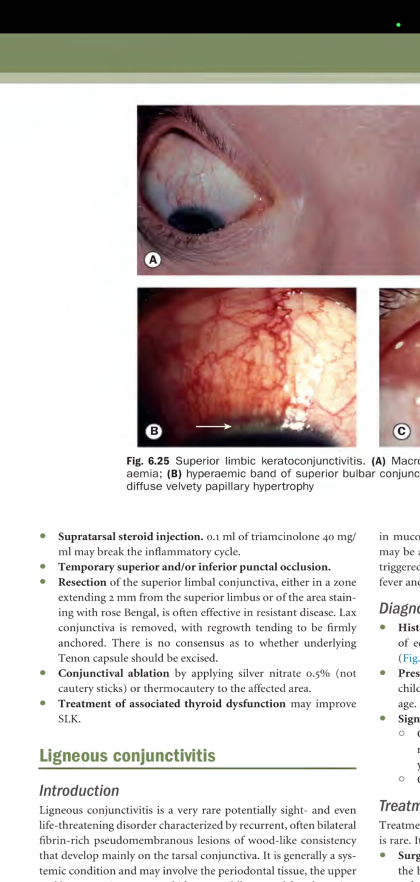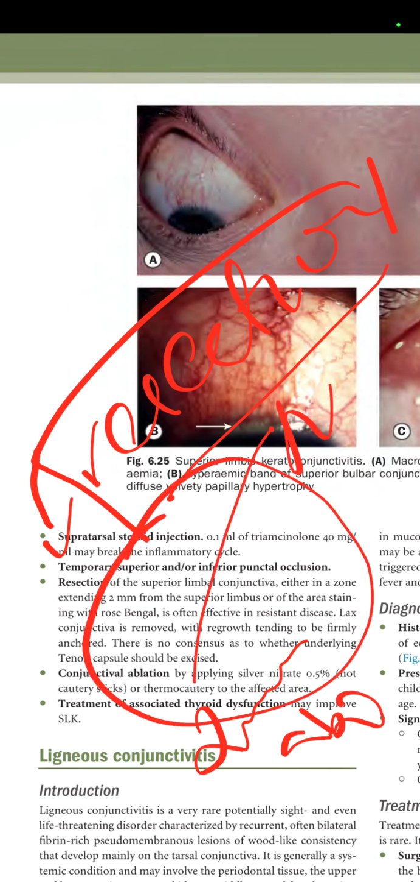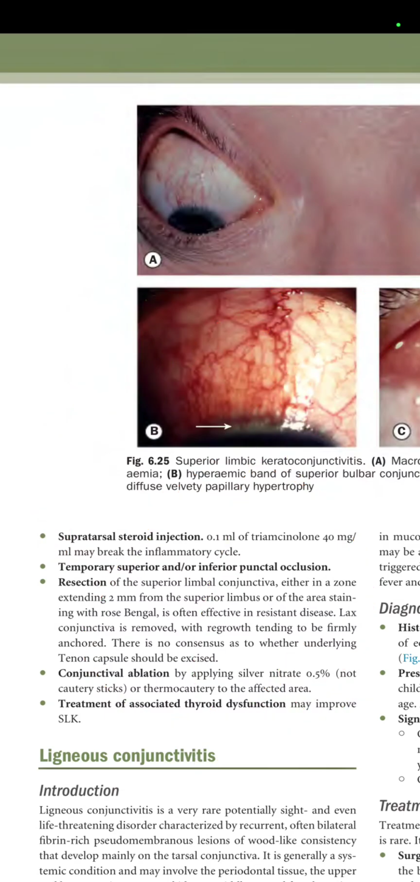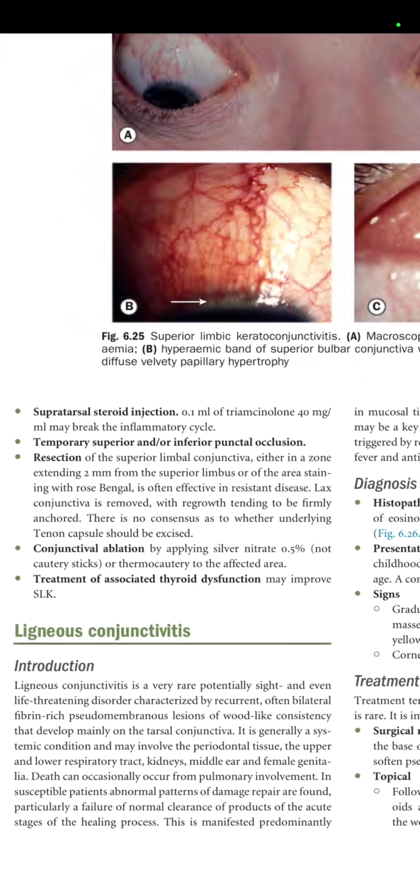So what can you do if everything else is not working? You can resect that part of the conjunctiva which is inflamed and having inflammatory actions. So you can remove the conjunctiva 2 mm above the limbus, or you can remove all the conjunctiva that has been stained with rose bengal. Conjunctival ablation by applying silver nitrate 0.5%, not cautery sticks or thermocautery, to the affected area. Treatment of the associated thyroid dysfunction may improve SLK. So these are all the treatments of SLK.